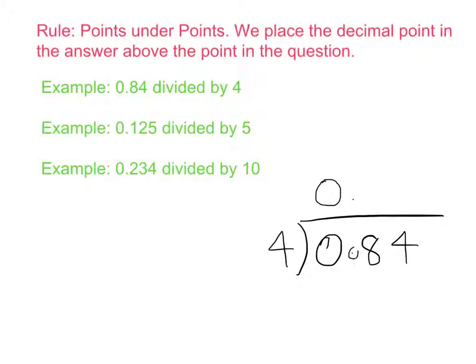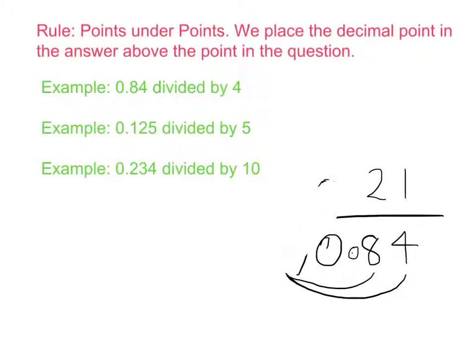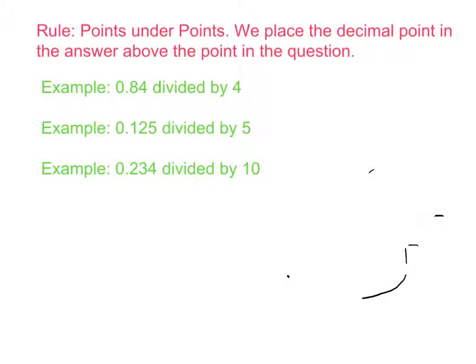So here's my decimal point in the question. I put it in the same place in the answer. 4 into 8, twice. 4 into 4, once. So our answer, 0.84 divided by 4, is 0.21. Pretty straightforward, guys. That's the first question. Now, the next one gets a little bit more tricky.